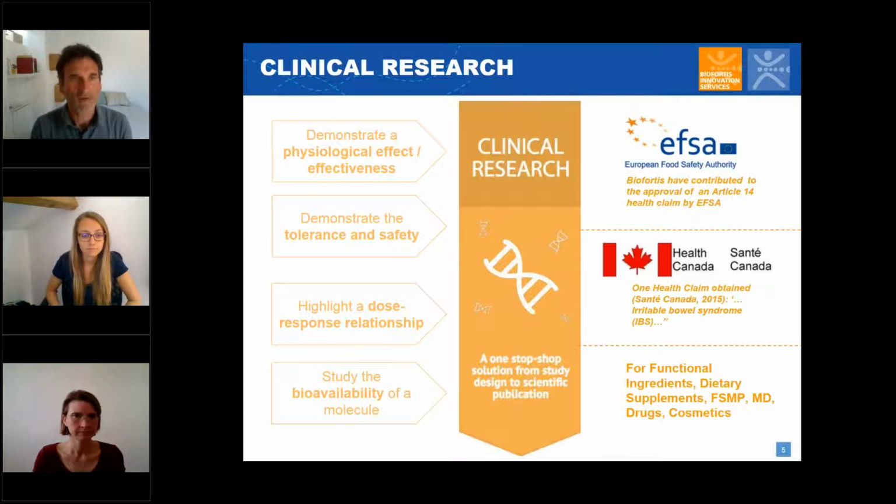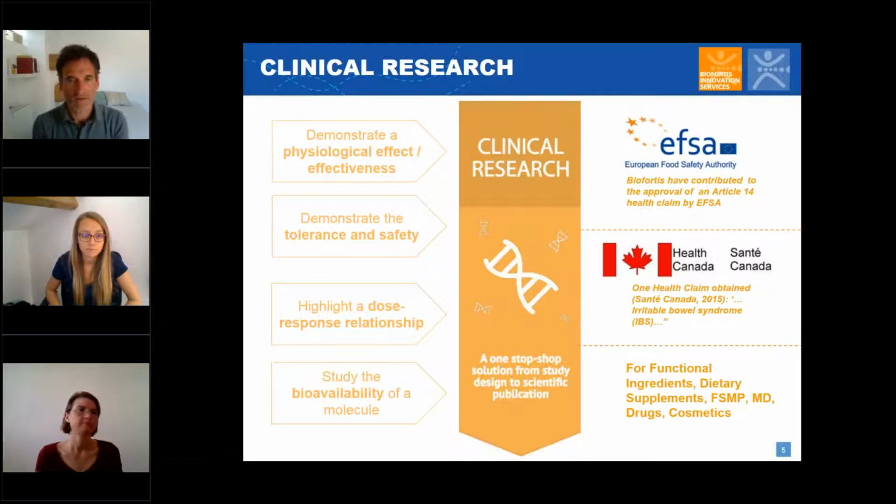What is your job in terms of clinical research? That's to demonstrate physiological effectiveness, demonstrate tolerance and safety, to test dose response relationships, and to study the bioavailability of molecules, with some demonstration for EFSA, for EMA, for Santé Canada, for instance, to promote food, functional ingredients, dietary supplements, food for specific medical purposes, medical devices, or drugs and cosmetics.